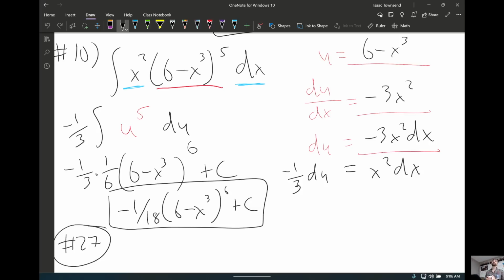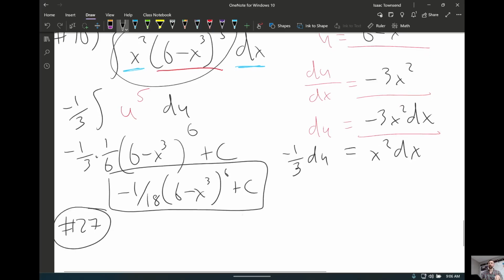If you have time, check by taking the derivative. Make sure you do chain rule so that you see where all that stuff comes from. The derivative of this is supposed to be exactly that. Okay, I'd like to start you off on 27, and then as we go through these, I'm going to ask you to try a little bit more and give me a little bit more feedback.